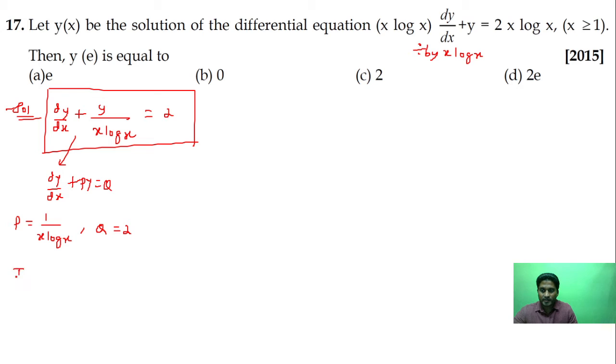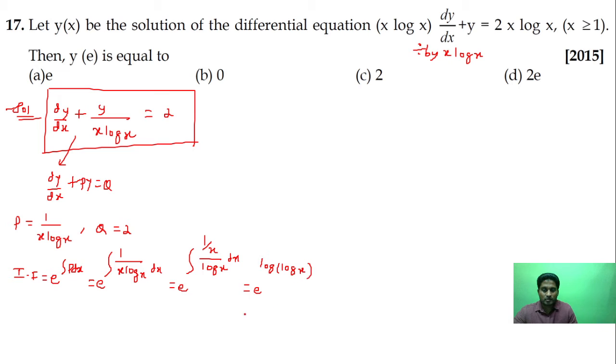Integrating factor is equal to e to the power of integral p dx. So p is equal to 1 by x log x. So this is equal to e to the power of integration of 1 upon x divided by log x dx. You differentiate the denominator, you get the numerator. So this is log of log x. E to the power of log of log x will be equal to log x only.